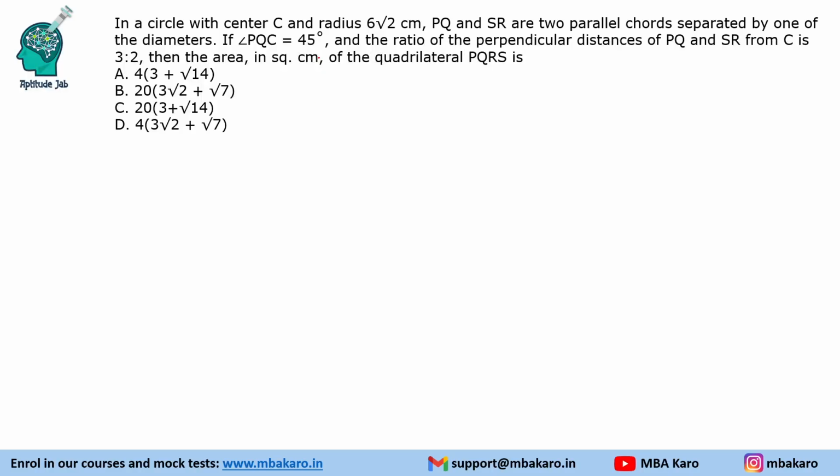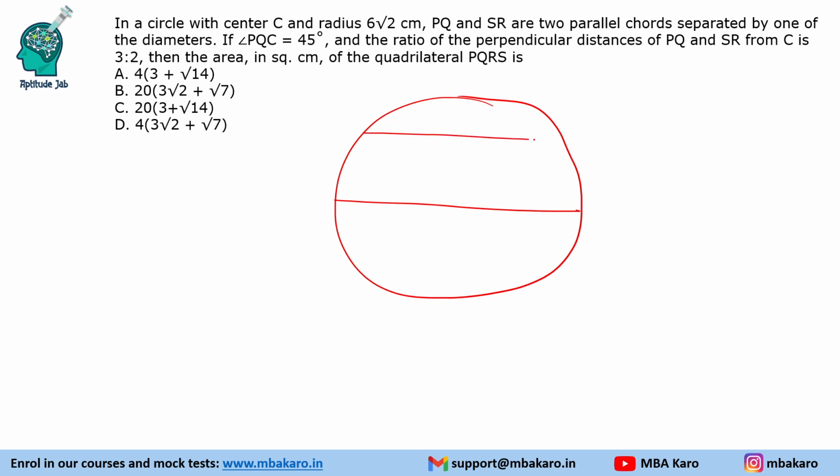In a circle with center C and radius 6√2 centimeter, PQ and SR are two parallel chords separated by one of the diameters. So we are given that there is a circle and we have two chords PQ and RS. We are given that angle PQC is 45 degrees. C is the center. So PQC is 45 degrees, right?